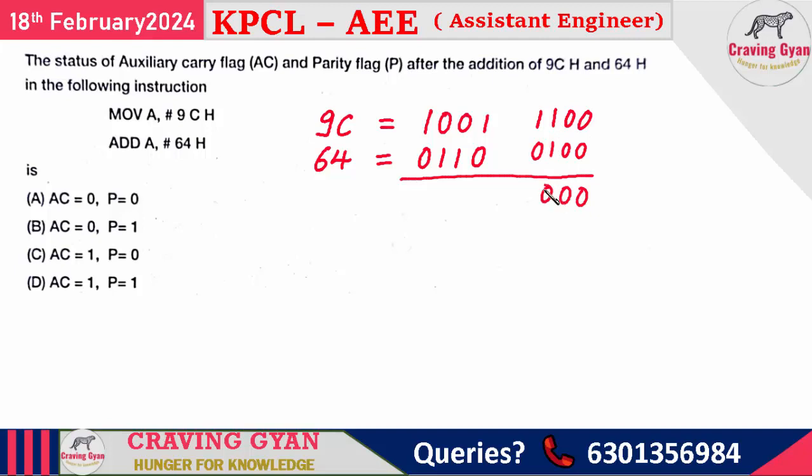1 plus 1 is what? 0, 1. 1 plus 1 is what? 0, 1. 0, 1. At last, you're going to get this one.